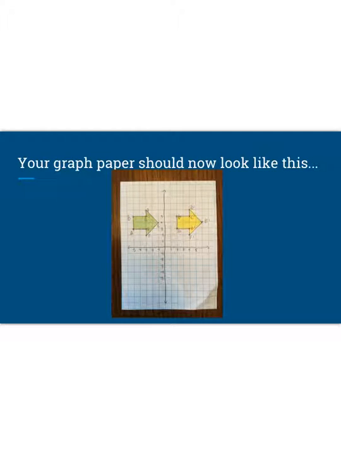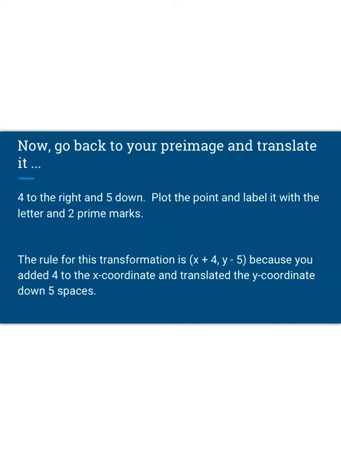If you did it correctly, this is how your paper should now look. All right, so we're going to translate again. I want you to go back to your pre-image. In my case, it was the green arrow. And I want you to translate each and every one of those points, 4 to the right and 5 down. And this time when you plot it, you need your letter and 2 prime marks.